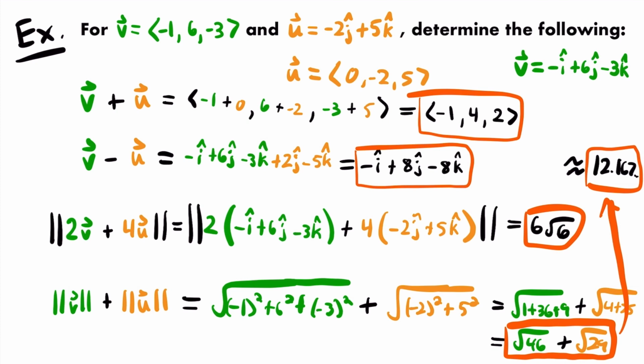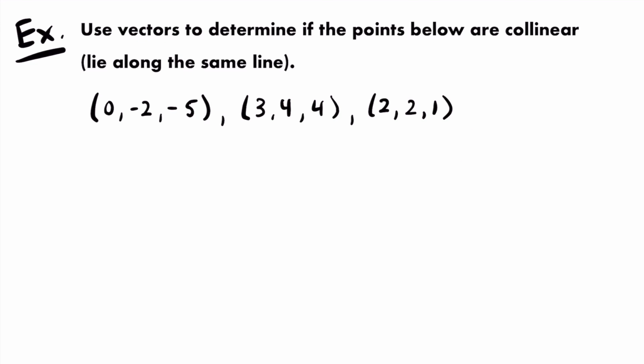Okay, let's take a look at one more example for this video. All right, so here's our last example. We want to use vectors to determine if the points below are collinear, which essentially means do they lie along the same line? All right, so visually that looks like this.